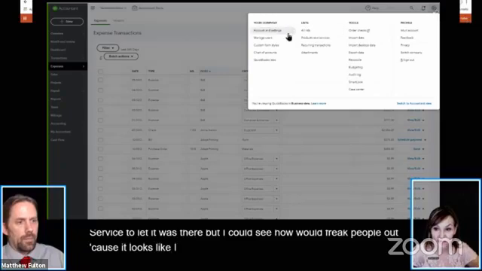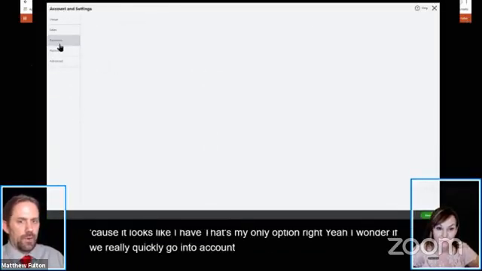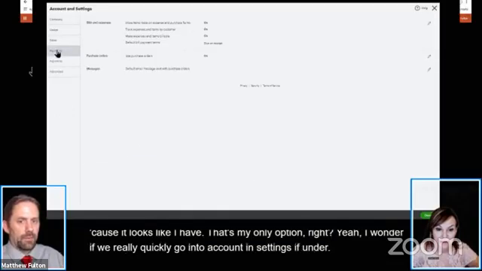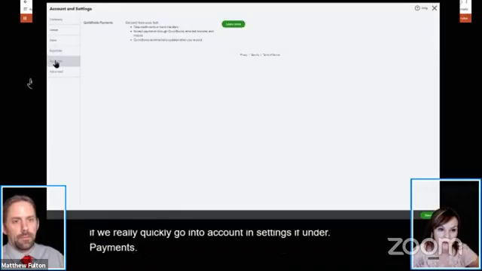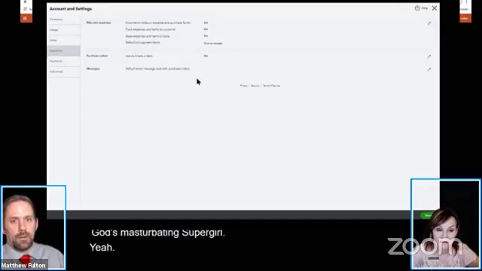Yeah, I wonder if we real quickly go into accountant settings, if under payments. No, that's customer payments. So you'd have to go under advanced. I'm sorry, expenses. Yeah, expenses. So, nope.